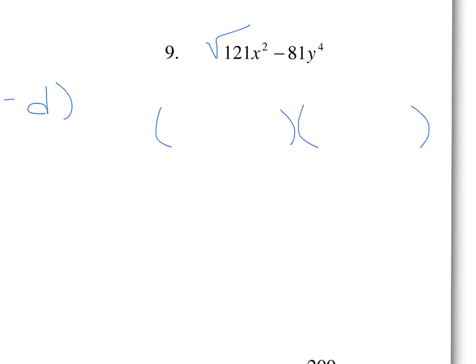The square root of 121x squared is 11x. So we've got 11x times 11x. The square root of 81y to the 4th is 9y squared. The 9 times the 9 gives you the 81, and the y squared times the y squared gives you the y to the 4th, because we add the exponents when we multiply. And the signs will just be one of each, a plus and a minus.